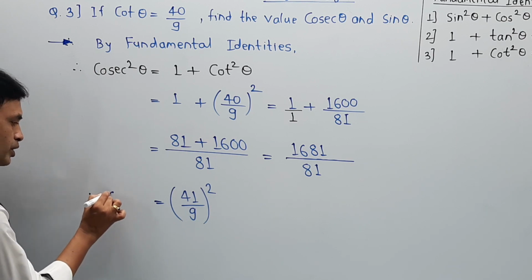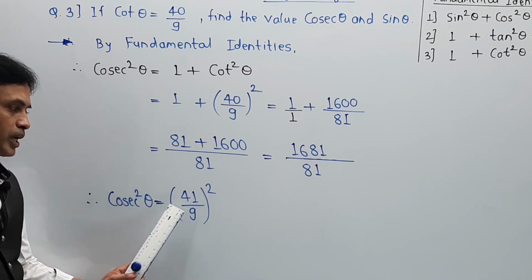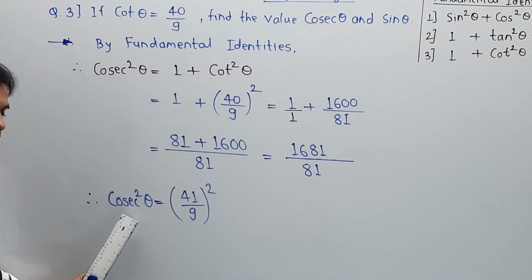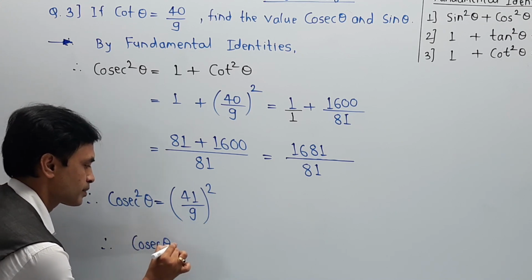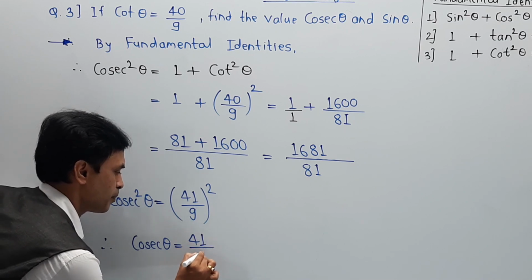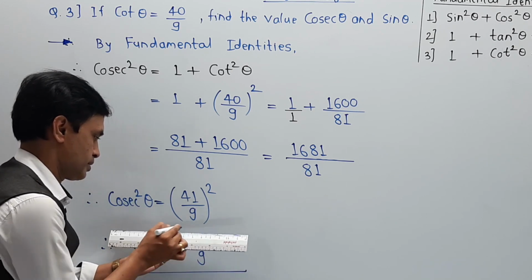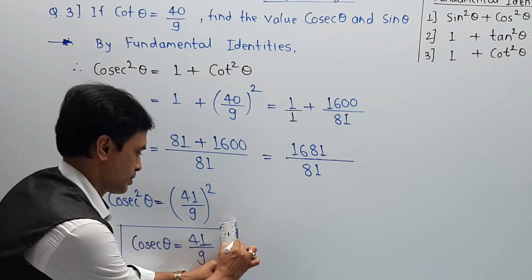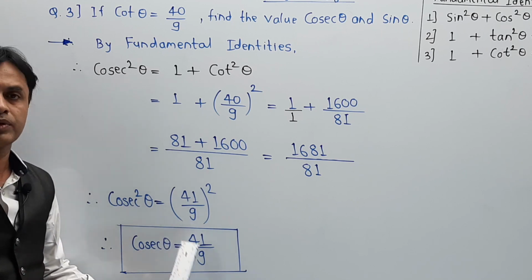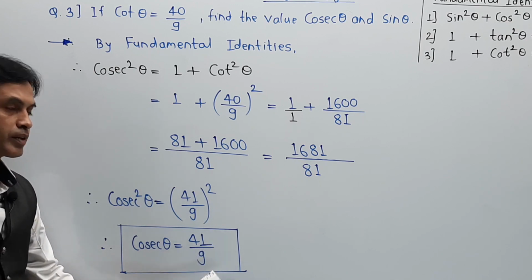So I am writing the values over here, cosec square theta. In this way you are able to get the value cosec square theta is equal to 41 upon 9 bracket square. Naturally, cosec theta is nothing but 41 upon 9. Therefore you can say, taking root from both sides, cosec theta is nothing but 41 upon 9. And in this way you are able to get the perfect answer of this part. Remember, it is a ratio, so this quantity or value is unitless. So you are able to get the value cosec theta is nothing but 41 upon 9.